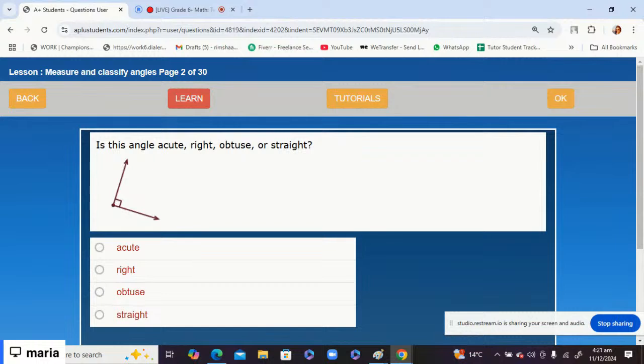So, is this angle acute, right, obtuse, or straight? Yeah, good, everyone. In the previous question, check it out. This one now. It's a right angle. It's not acute, not obtuse, because it's not greater than 90 and not less than 90, and it's also not a straight. So it's a right angle.